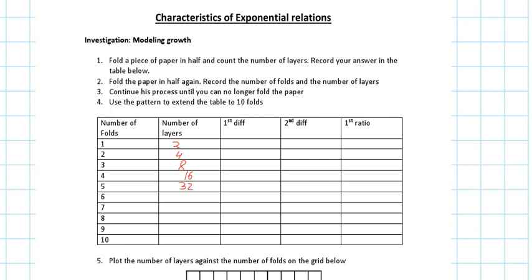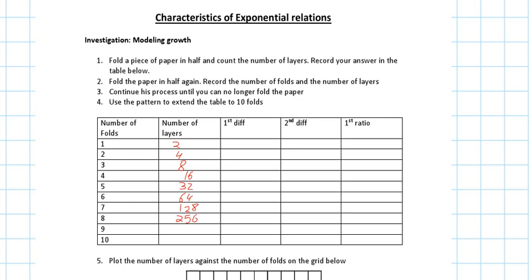If I can fold it one more time, how many layers do you think you're going to have? 64, because it's double that. And then if you fold it one more time. Can you? I can't. It's not happening. But let's say if you can, how many layers do you think you are going to have? 128. How about if you can fold it one more time? How many would you have? 256.